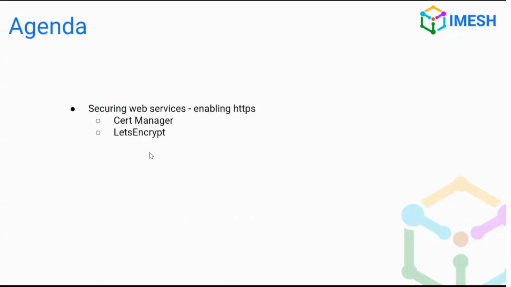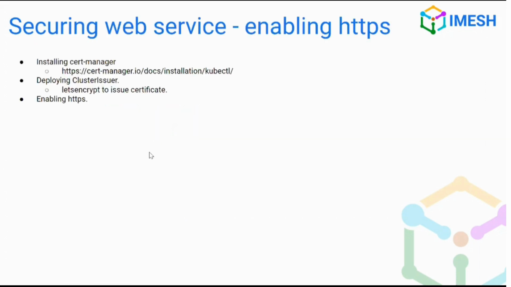for issuing the certificate. For doing that, first we'll be installing Cert Manager, and then we'll be creating a ClusterIssuer. ClusterIssuer basically represents a certificate authority. We'll be configuring that to point to the Let's Encrypt authority and certificate issuer. And that will be used in our Ingress so that it can enable the HTTPS part, and we'll be accessing that from outside.